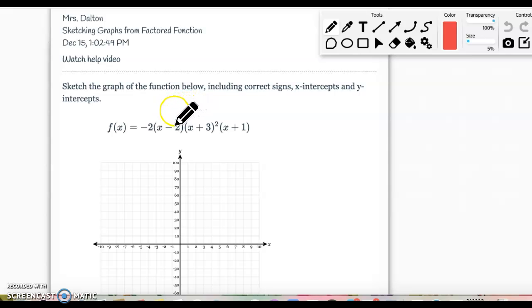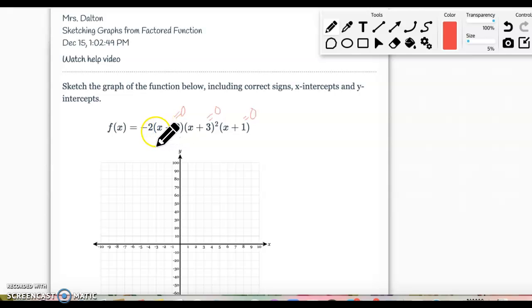The first thing that you have to do anytime you're sketching a polynomial is you have to take those factors and figure out what your x-intercepts are or what your roots are. And the way you're going to do that is by setting them equal to 0. So I'm going to take that first one and set it equal to 0. I'm going to take the second one, set it equal to 0. And I'm going to take the third one and set it equal to 0. And so we're going to figure out what that is.